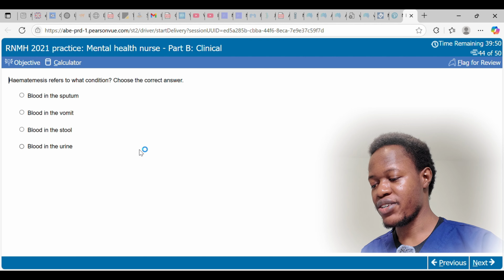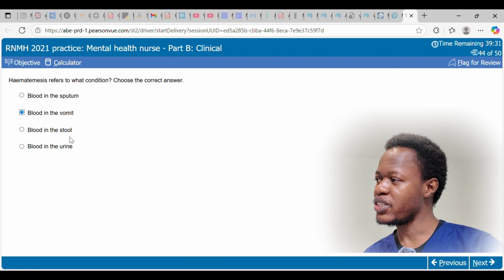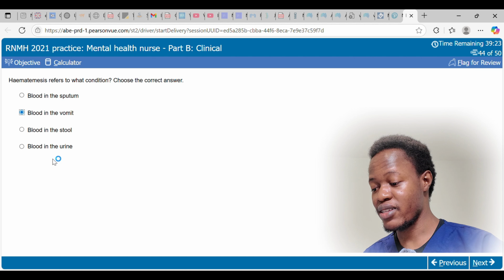Hematemesis refers to what condition? Choose the correct answer. Heme, blood, temesis, vomit. Option A says blood and sputum, no. Blood and vomit, yes. Blood and stool, no. What would be the one in stool again? Hematuria is blood and urine.